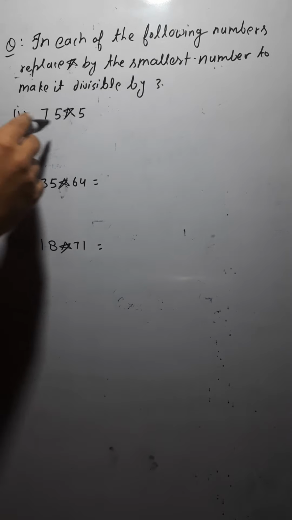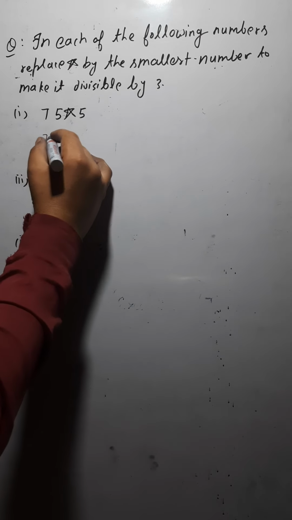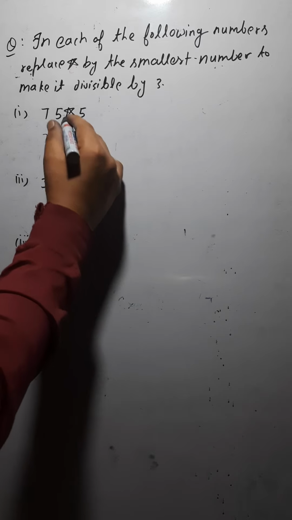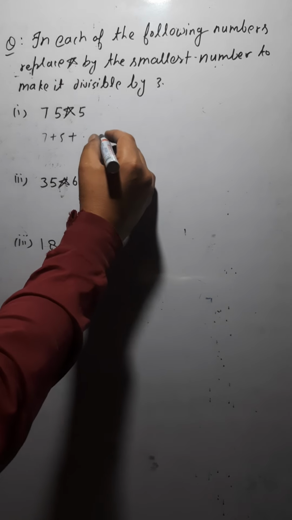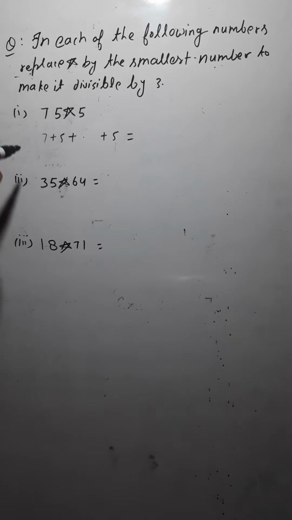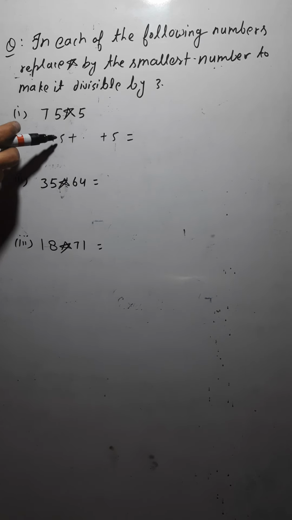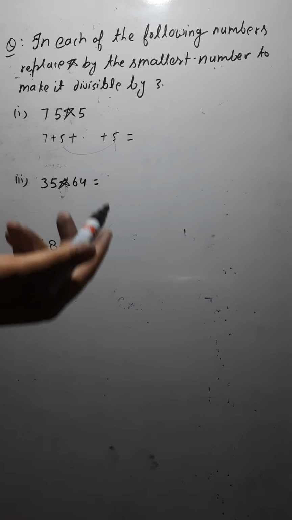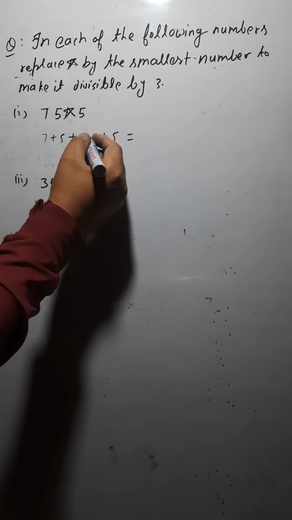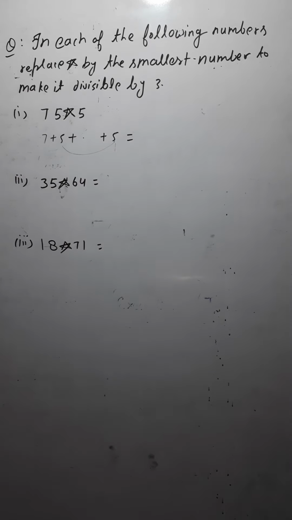So let's add the digits here. First we have 7, then 5, then the star, we don't know what is here, then 5. Now if you add all these, 7 plus 5 would be 12, and 12 plus 5 is how much? 17. So what should I write here so that it could be divisible by 3?